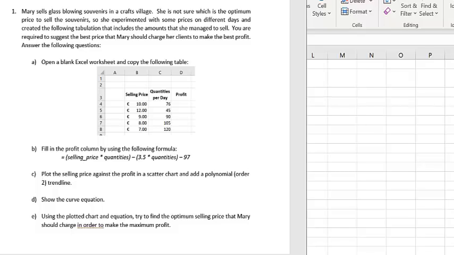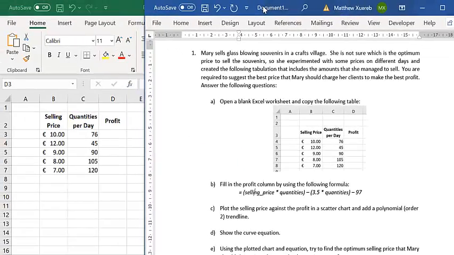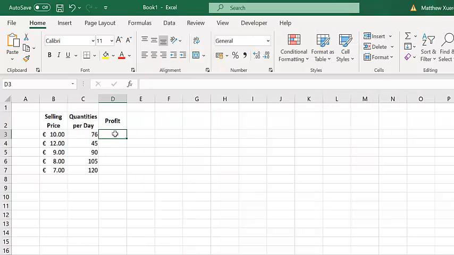So the first thing that I am going to do is calculate the profit in the profit column using the provided formula. And the provided formula is the following.